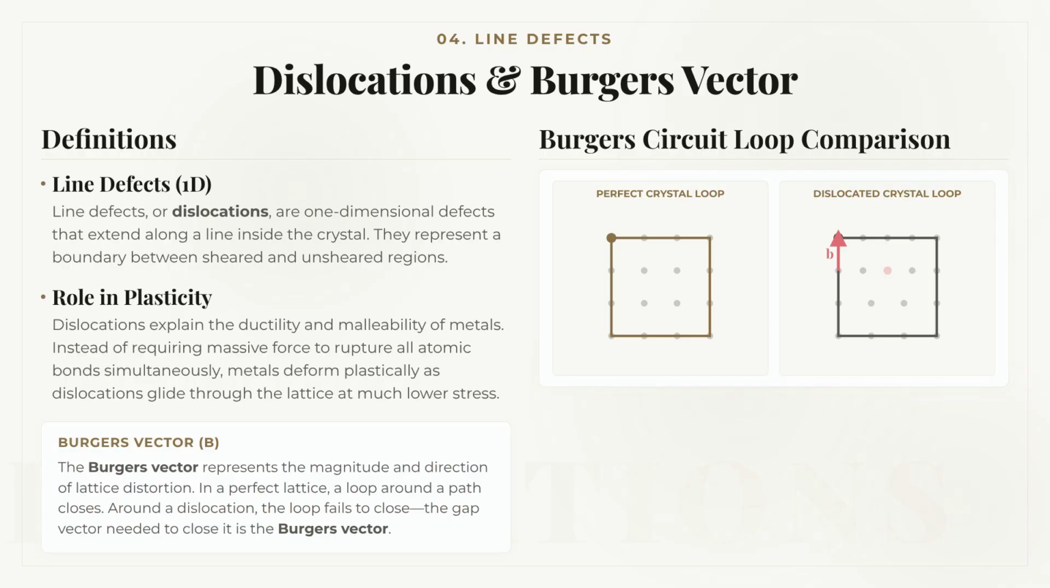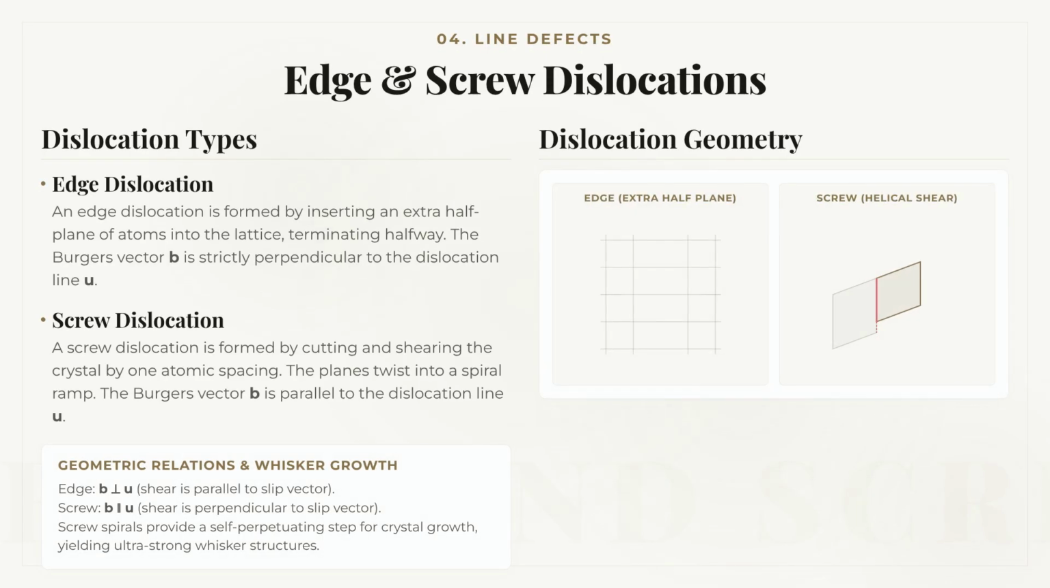There are two fundamental types of dislocations: edge dislocations and screw dislocations. Let us first discuss edge dislocations. An edge dislocation is formed when an extra half plane of atoms is inserted into the crystal lattice. Imagine a stack of perfectly arranged atomic planes. Now insert an extra plane that extends only halfway through the crystal.